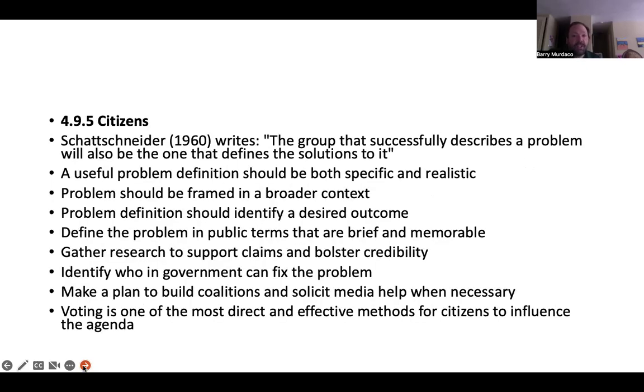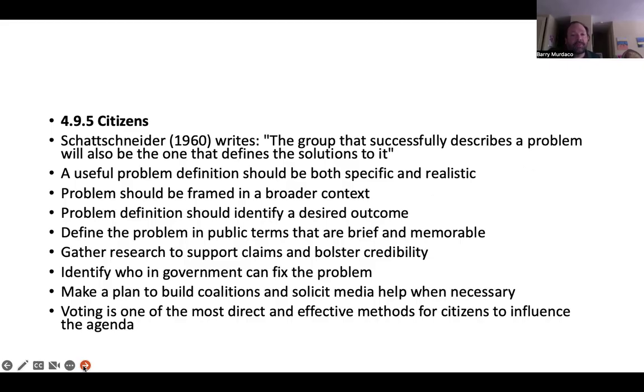Citizens themselves. The group that successfully describes a problem will also be the one that defines the solution to it. Well, of course, that is not true. Again, we have many instances where people have described the problem and even described the solutions to it, and yet that is never adopted. Why? Because they lack the power.